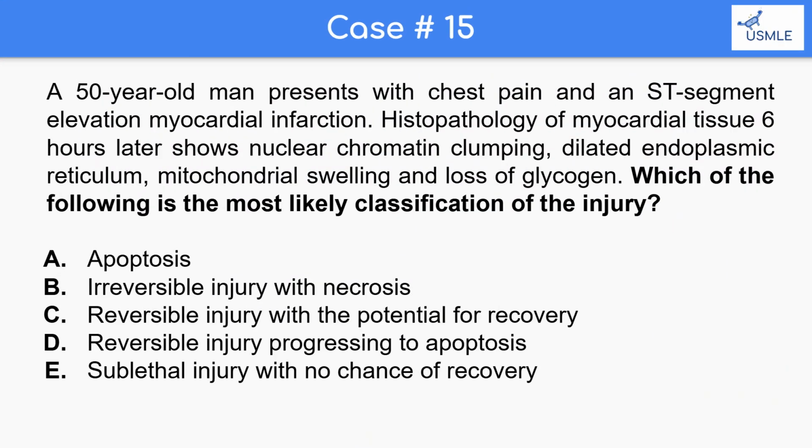A 50-year-old man presents with chest pain and an ST segment elevation myocardial infarction. Histopathology of myocardial tissue 6 hours later shows nuclear chromatin clumping, dilated endoplasmic reticulum, mitochondrial swelling, and loss of glycogen. Which of the following is the most likely classification of the injury?